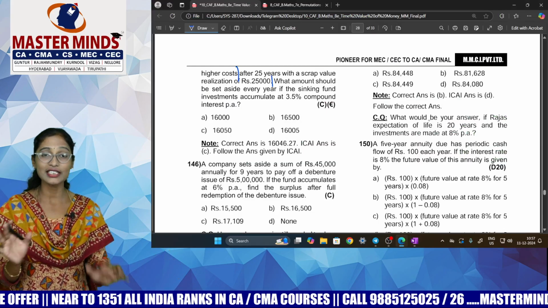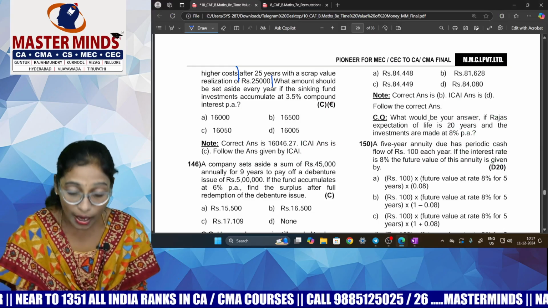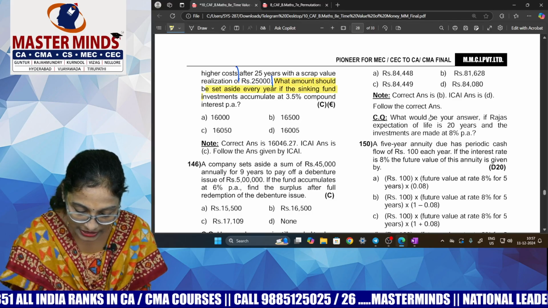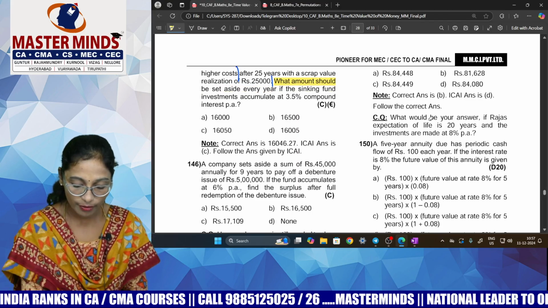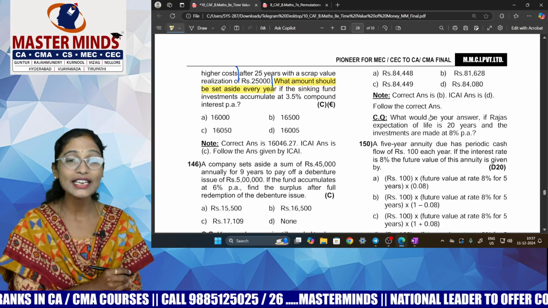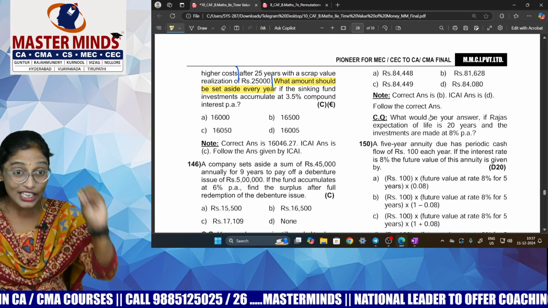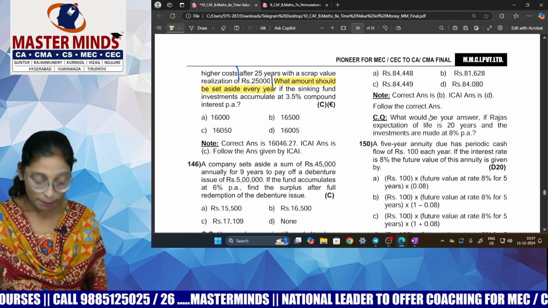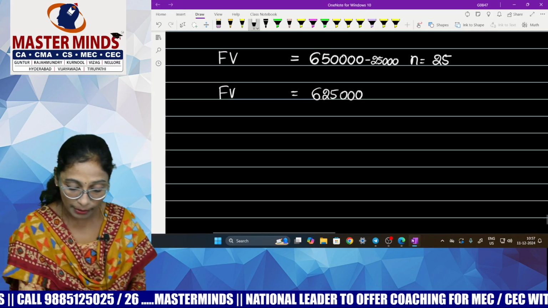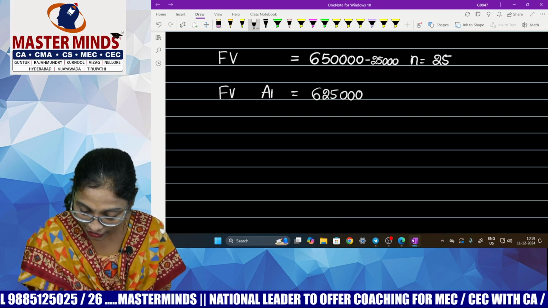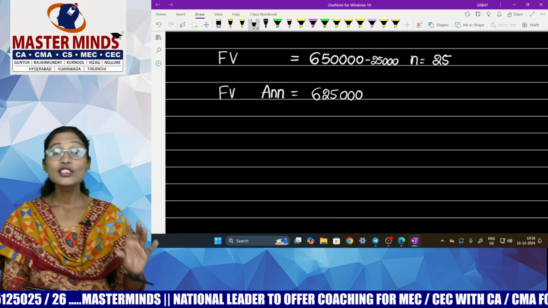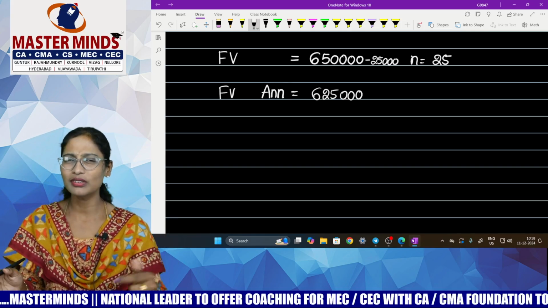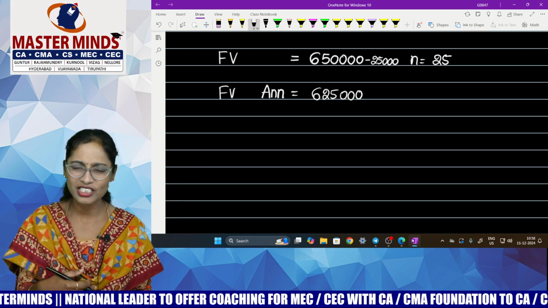I am not writing it as an annuity. What amount should be set aside, guys? Try to understand. What amount should be set aside every year? So దీని కోసం how much money you need to keep every year? ప్రతి సంవత్సరం మీరు ఎన్ని డబ్బులు పక్కన పెట్టాలి? It means the question is related to annuity. So question, you can't directly tell you that I'm 6,50,000 and mine is future value of annuity.